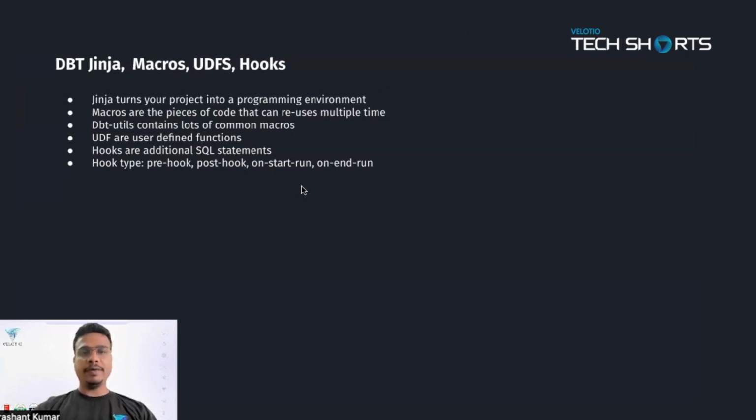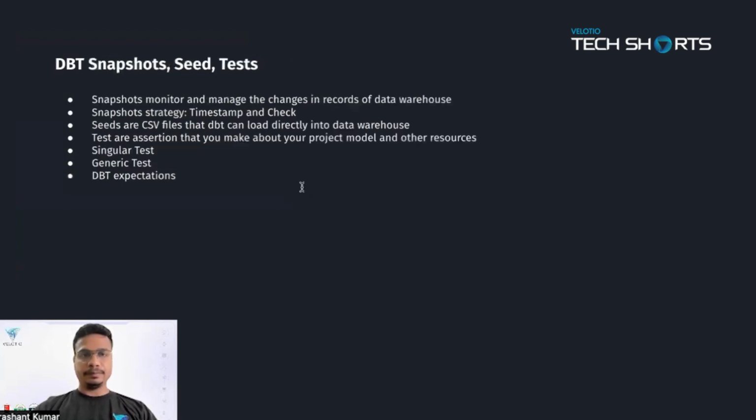UDFs are user-defined functions. You can use the Python language to write UDFs. Hooks are additional SQL statements and are of four types: pre-hook, post-hook, on-run-start, and on-run-end. Pre and post hooks run at the start and end of your model, and on-run-start and on-run-end hooks execute at the start and end of your project.